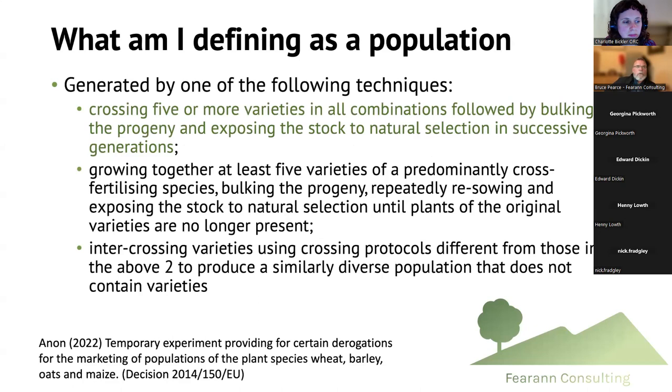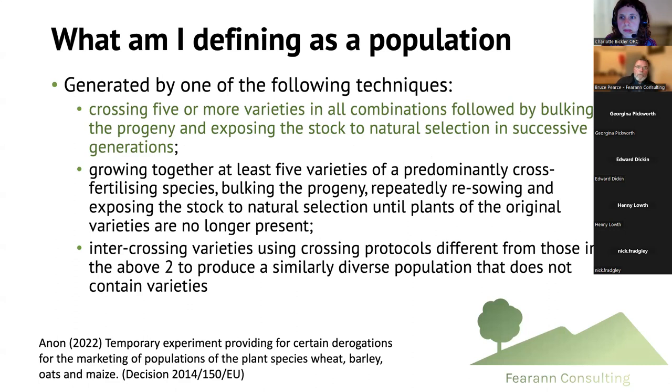So I think what I need to put in the first place is, what was I defining as a population? And I went back to the European marketing experiment, where they said a population needs to be one of the following techniques. And to be truthful, most of which we found within those experiments and in the literature is really looking at this crossing of 5 or more varieties in all combinations. There are other ways of doing it.